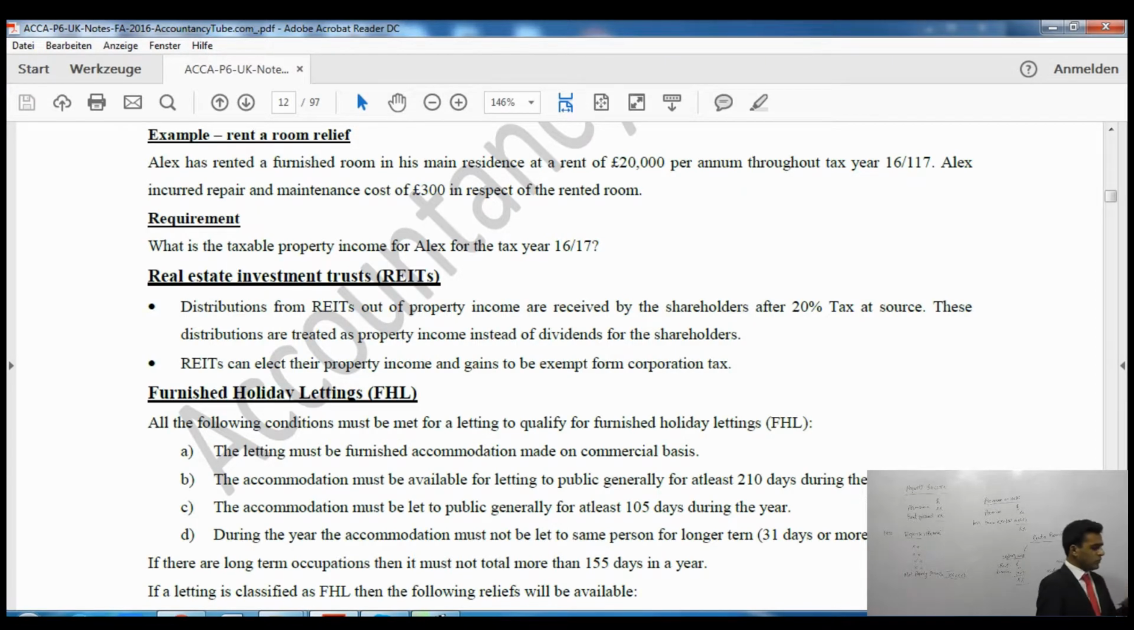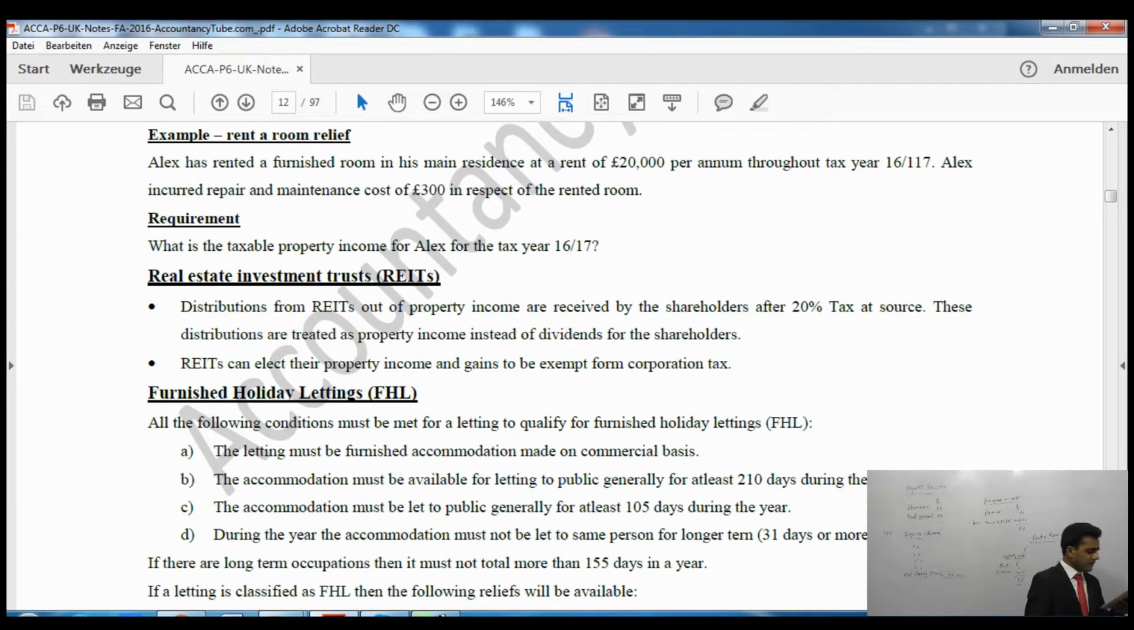Now if we choose the alternative way, although we cannot deduct the expenses, we can deduct £7,500. So obviously the alternative way is better to choose in this one, but we must tell HMRC within 22 months after the tax year concerned, which in our case is 16-17, so we must tell HMRC by 31st January 2019.